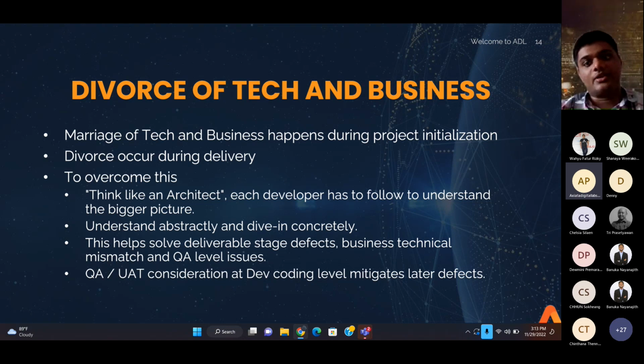Just developing at the concrete level without seeing the abstract level, which is the most common scenario, impacts and creates the divorce of tech and business. So therefore, software developers in test, engineers themselves, developers themselves should understand and think like an architect, understand the bigger picture, understand the abstract picture, and provide test-developable code for this.